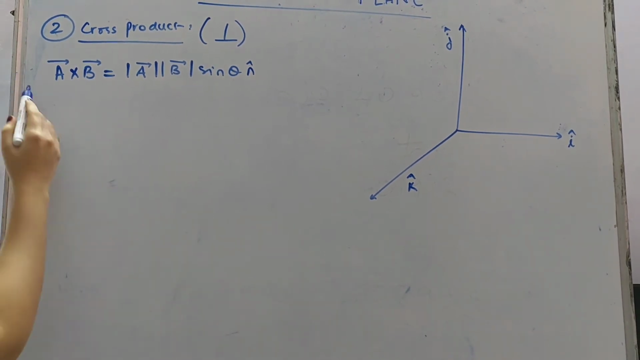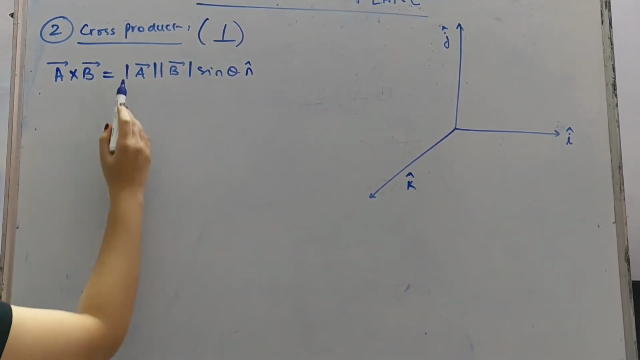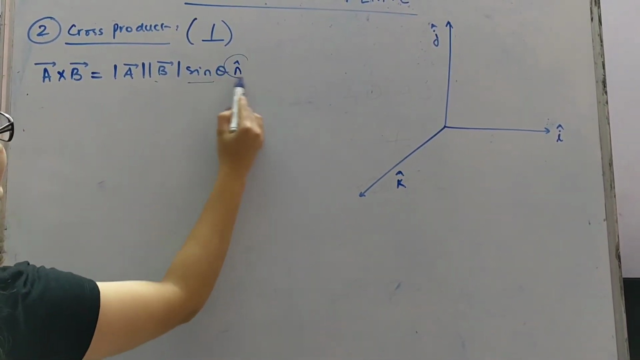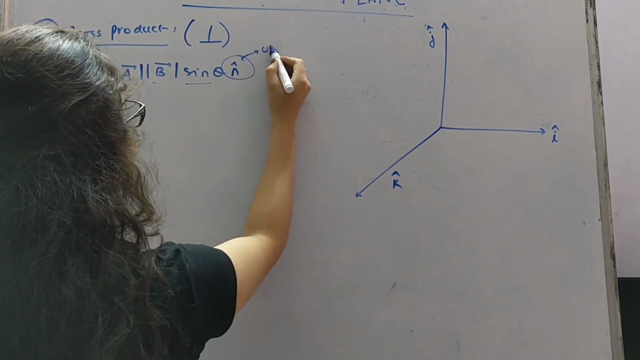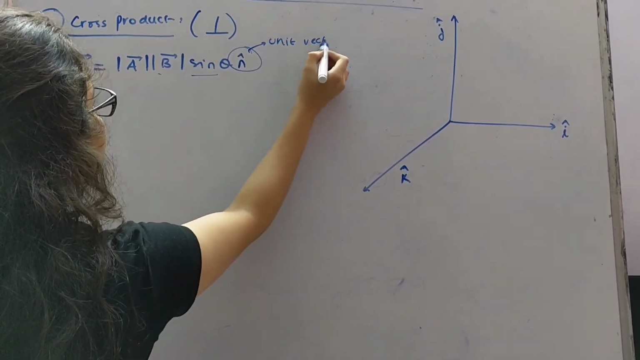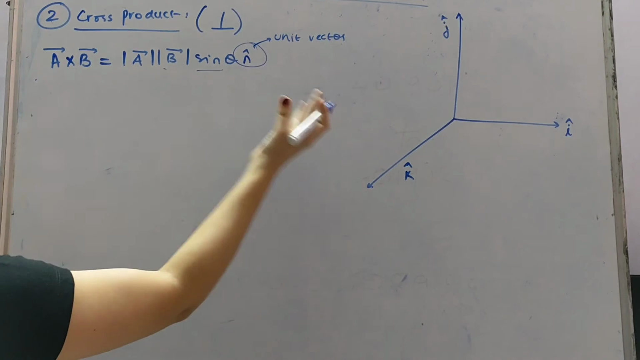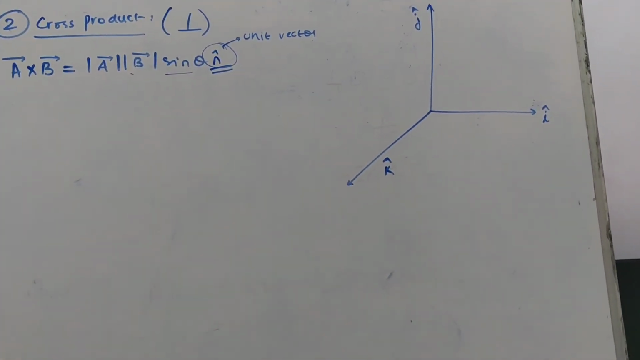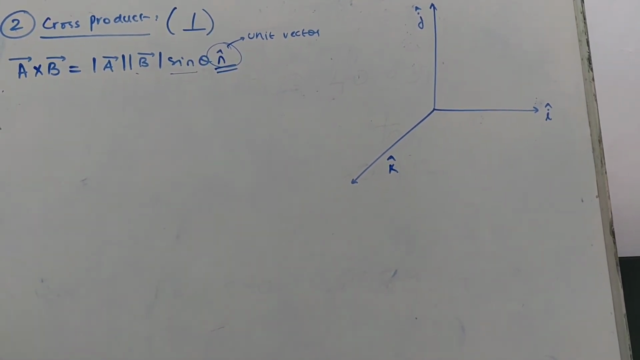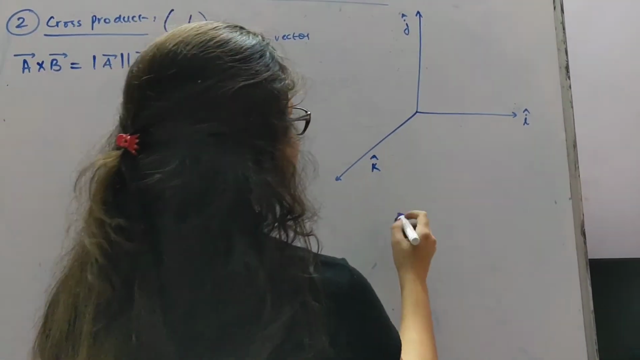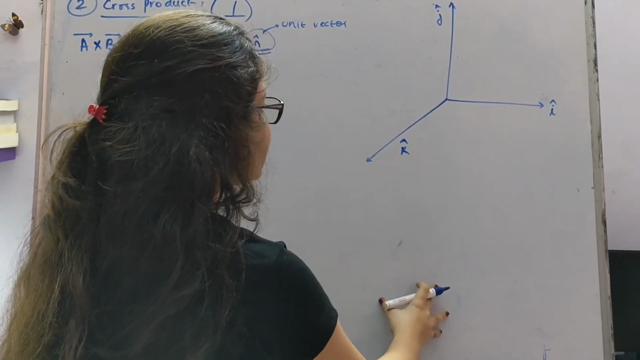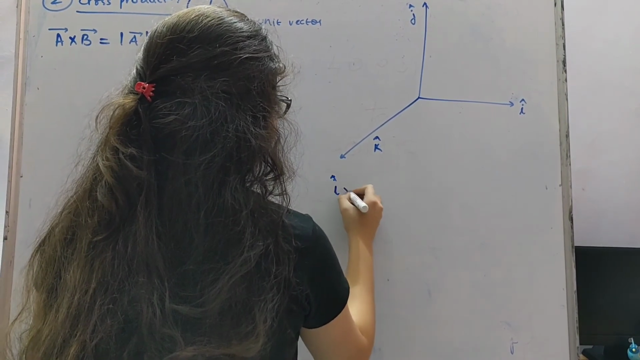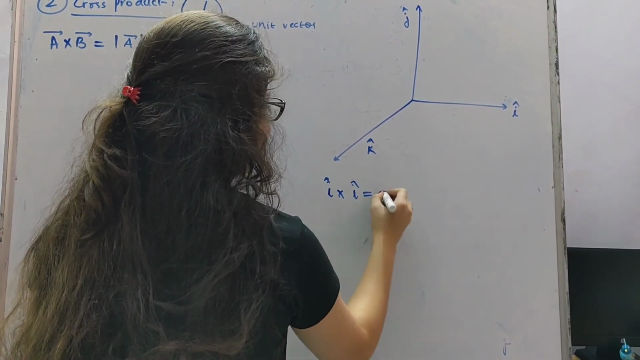So cross product means A vector cross B vector is given as magnitude of A vector into magnitude of B vector sine theta n cap. N cap is unit vector. So if you write it or you don't write it, the value or the magnitude remains same, but for direction, as I have already said, writing this becomes necessary. So now see this diagram, and I will write some points, and then with the help of this diagram it will be more clear. So I cap cross I cap is 0.